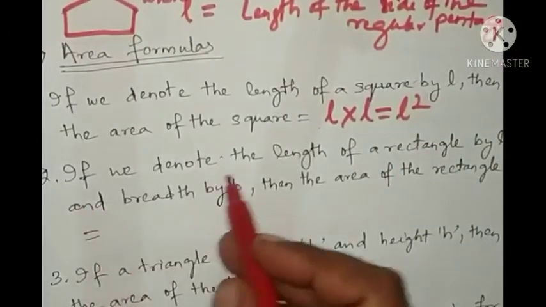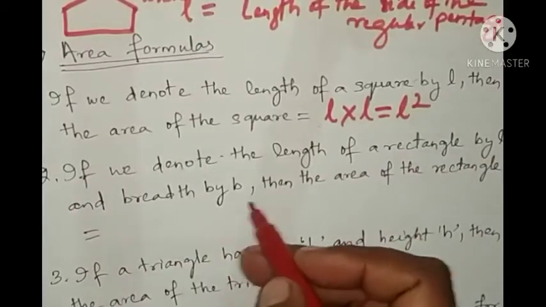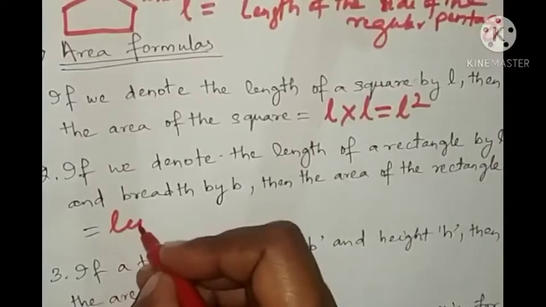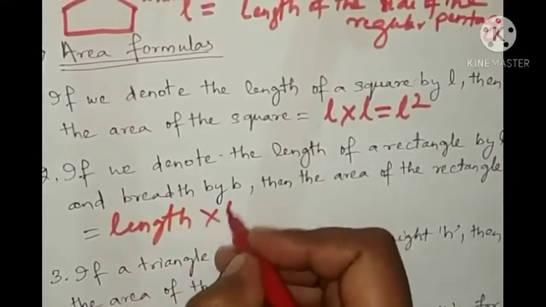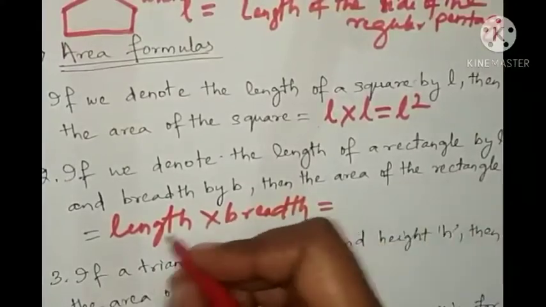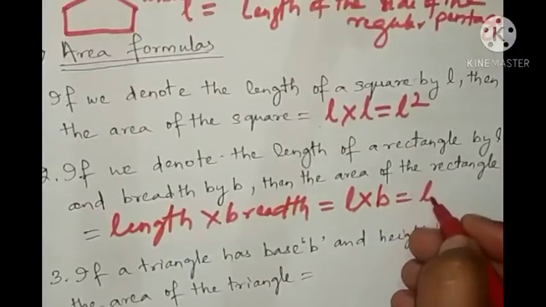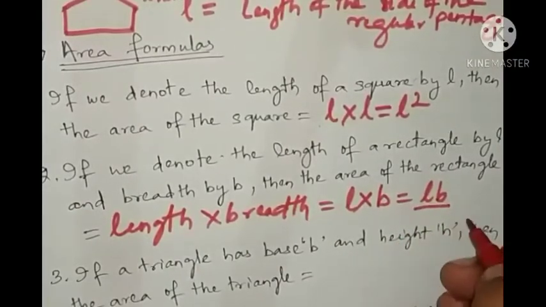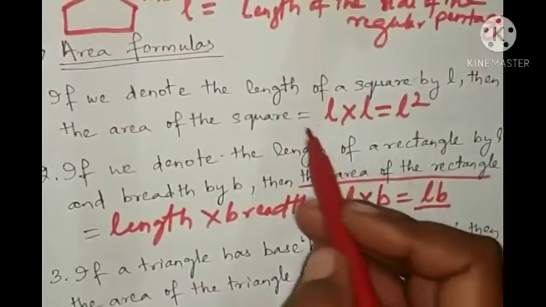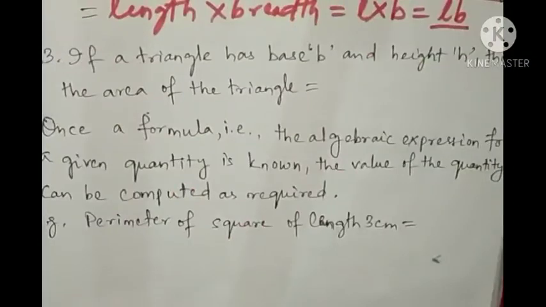Okay, then if we denote the length of a rectangle as L and breadth by B, then the area of the rectangle is how much? We know the area of a rectangle is length into breadth. So we can simply put length L into breadth B. So simply we will write LB. So this is the formula for the area of a rectangle, and L square is the formula for the area of a square.